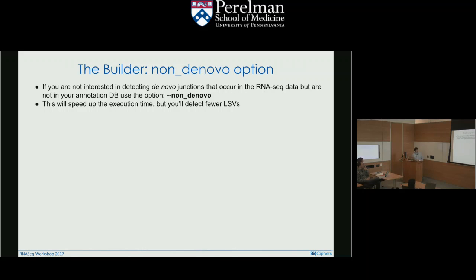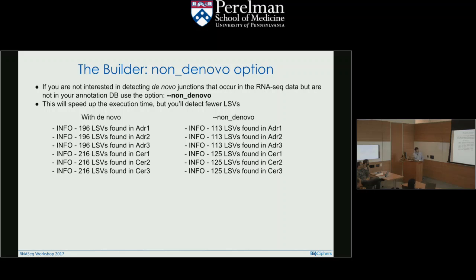So Yosef mentioned this before, but there is also a non-de novo option if you don't want to detect things de novo in the RNA-Seq data. You just invoke the option --non-de-novo. This speeds up the execution time greatly, but you'll obviously detect fewer LSVs if you're not looking for de novo junctions. So this is just a comparison with de novo in our set of 20 genes, a very small set, versus non-de novo: you find many fewer LSVs.